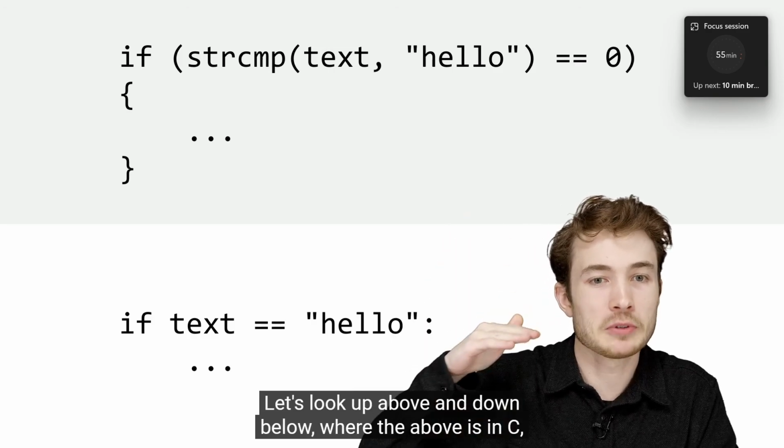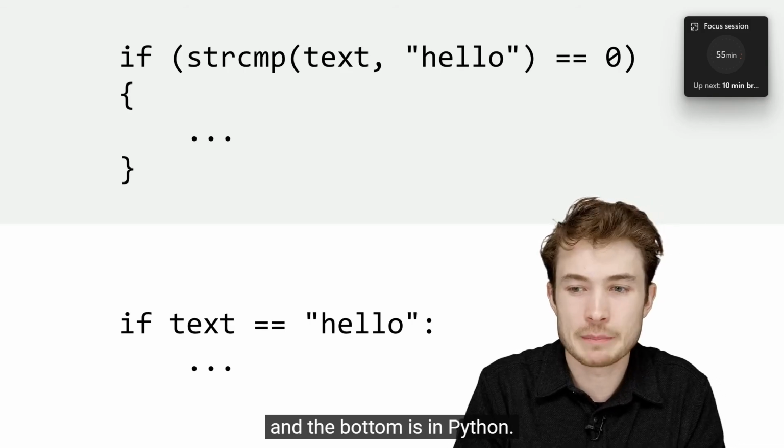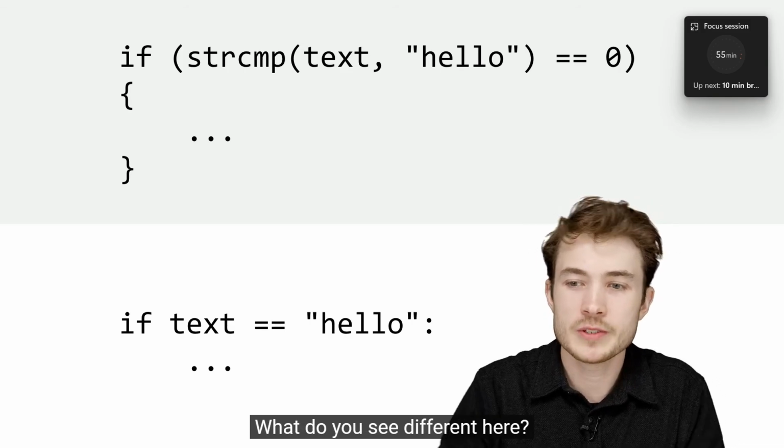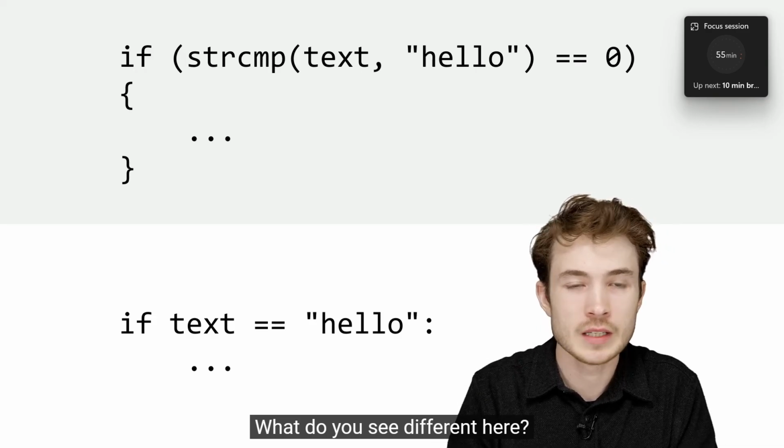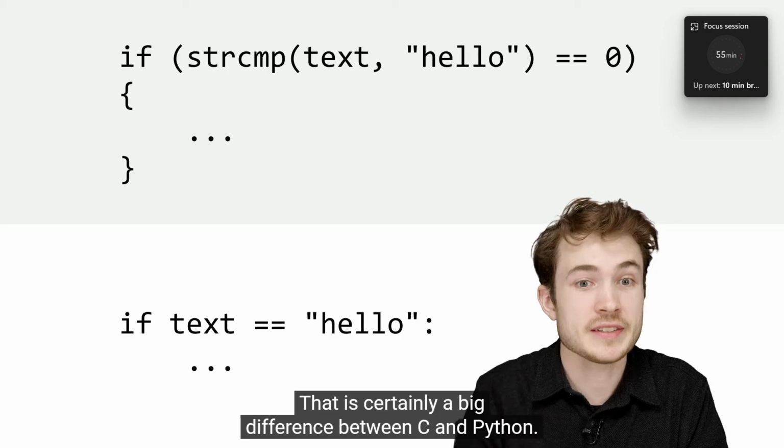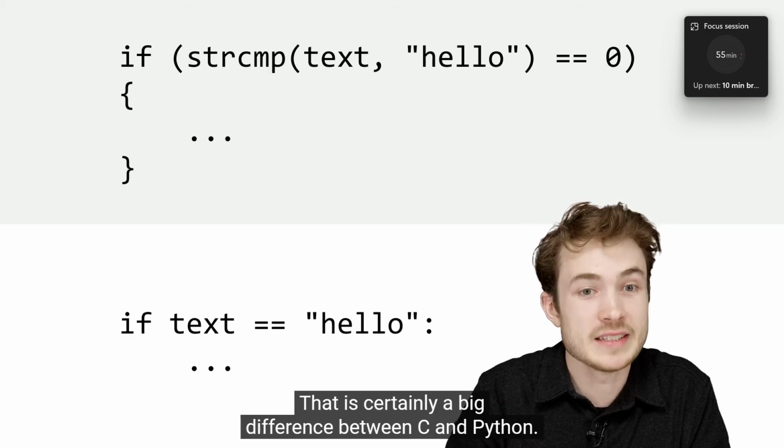Let's look up above and down below, where the above is in C and the bottom is in Python. What do you see different here? I see no curly braces. That is certainly a big difference between C and Python.